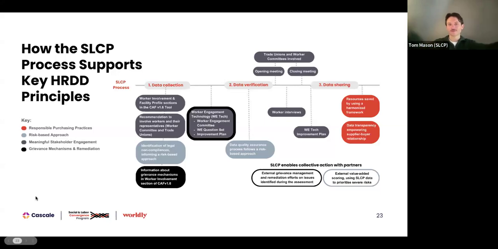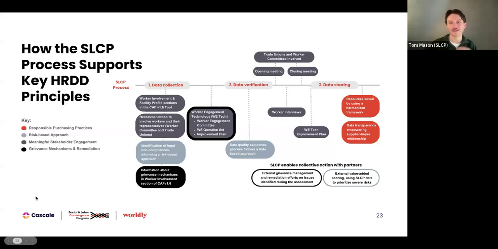So with this, in due diligence, you need to be ensuring that you're remediating and you're providing an opportunity to have grievances heard. And this is something that is embedded in our worker engagement technology, an additional offering of SLCP, to allow workers to directly engage with stakeholders outside of the CAF FSLM process.